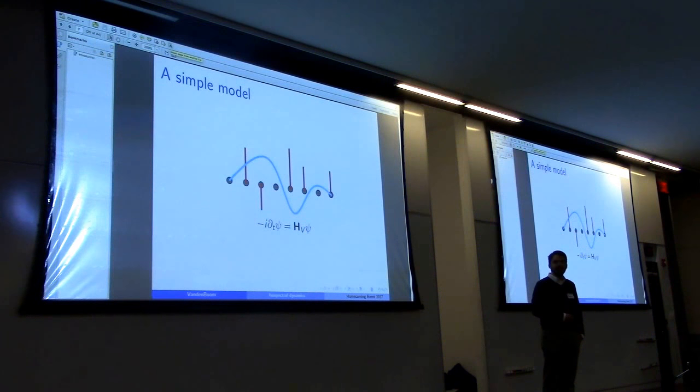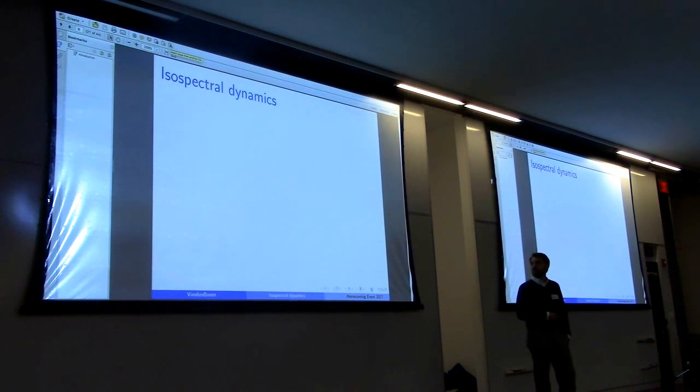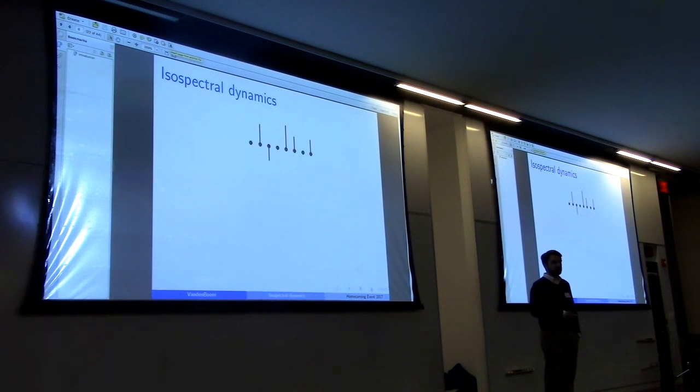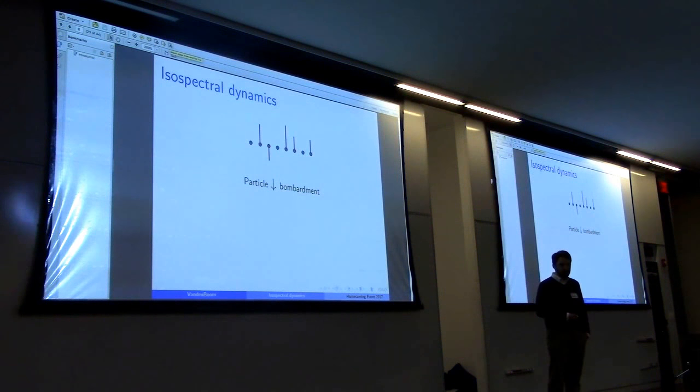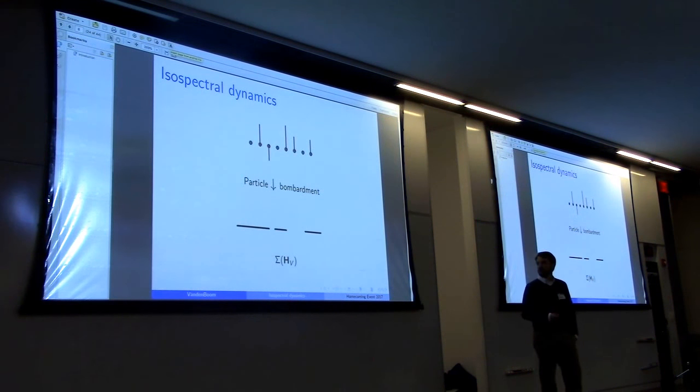So I study these Hamiltonians. How do you study a Hamiltonian? Well, you take your material, and as Jamal told us, you bombard it with millions and millions and millions of particles, and then you see the energies that are reflected and absorbed. And this information is called the spectrum, the energy spectrum of your Hamiltonian. And I study isospectral dynamics. Iso meaning same, spectral meaning spectrum, and dynamics meaning change. How can I change the Hamiltonian without changing the spectrum?